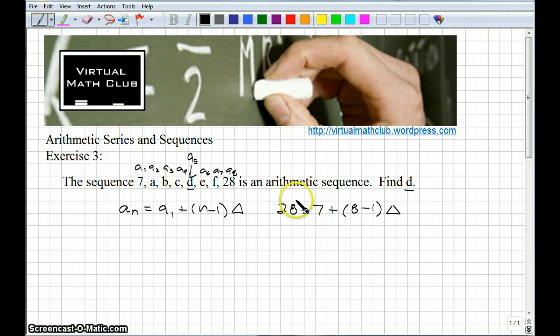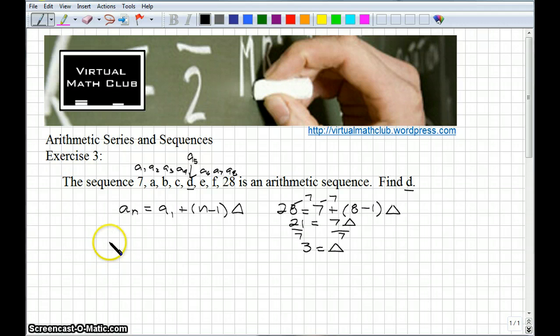So we can actually solve for delta, right? If we subtract 7 from both sides, this becomes 0, so we'll get 21 is equal to 8 minus 1 is 7, 7 delta, and then I can divide both sides by 7 to get delta by itself, and I end up with 3 is equal to delta. Okay, so our common difference between numbers is just 3. And once we have that, we can figure out any number in the sequence.